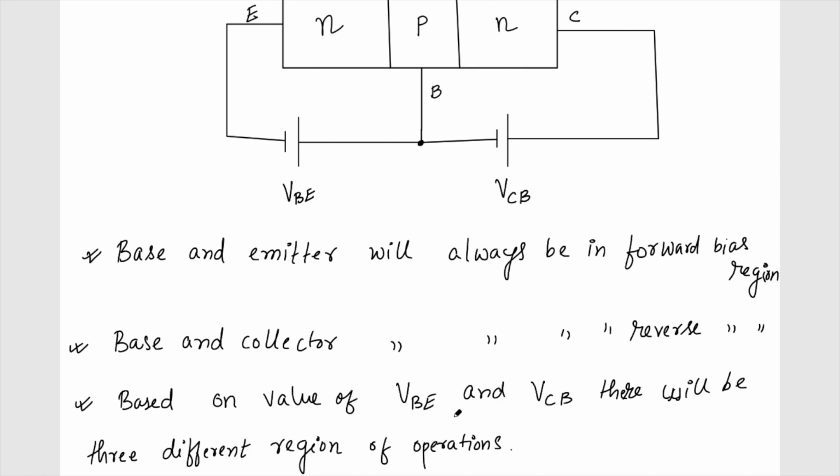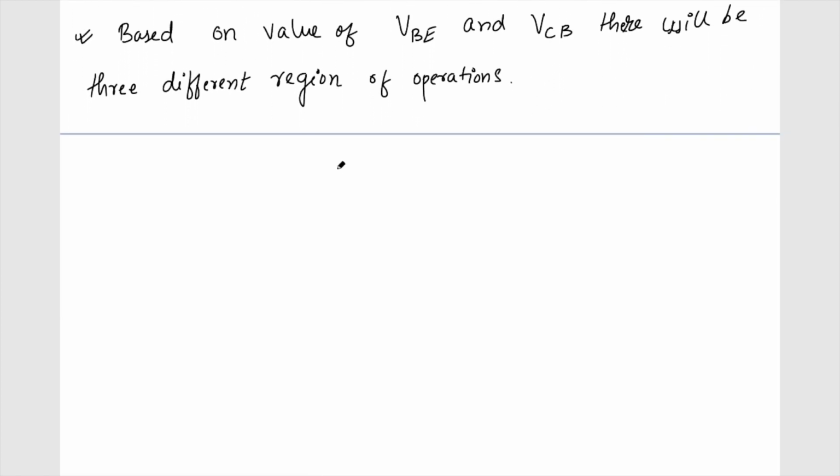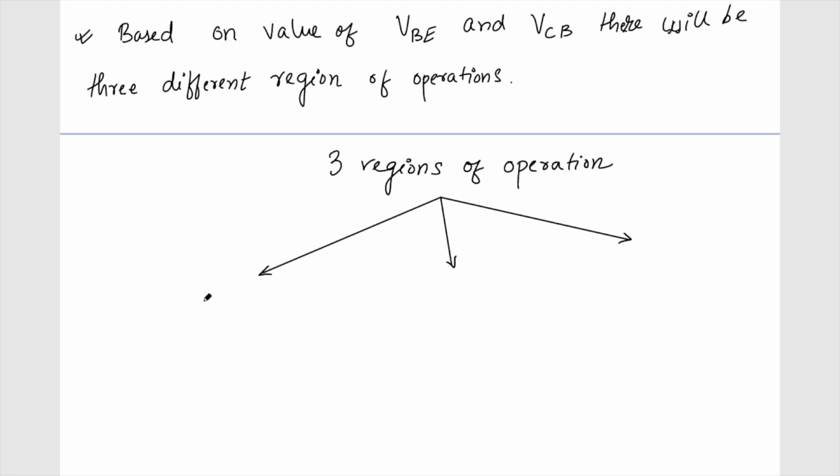Okay, so based on the value of the VBE and VBC, there will be three different regions of operation. These three regions of operation are: one is the cutoff, the other is the active, and the third one is the saturation. Okay, so these are the three regions of operation of the transistor.